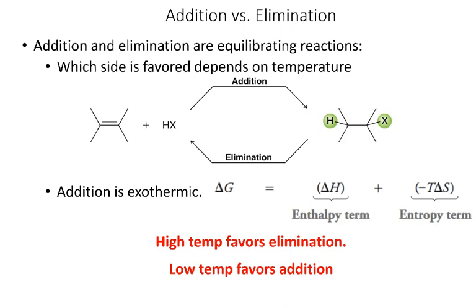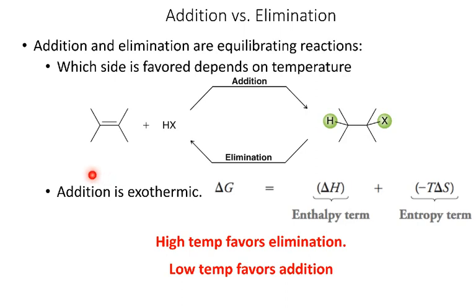In the last chapter, we studied elimination reactions of alkyl halides. In this chapter, we're going to study essentially the opposite reaction, where we're adding compounds to the double bond in an alkene. Now, addition and elimination are in many ways opposite reactions, and they're connected by an equilibrium. Which side is favored depends on the temperature.